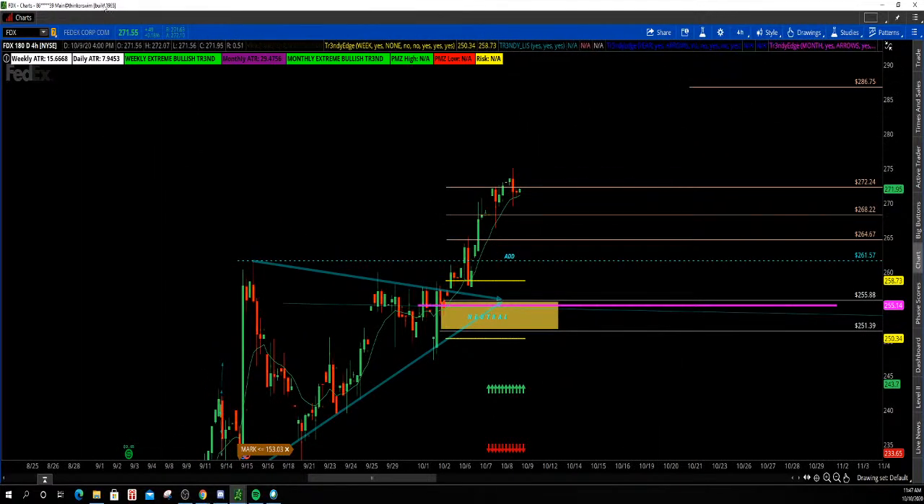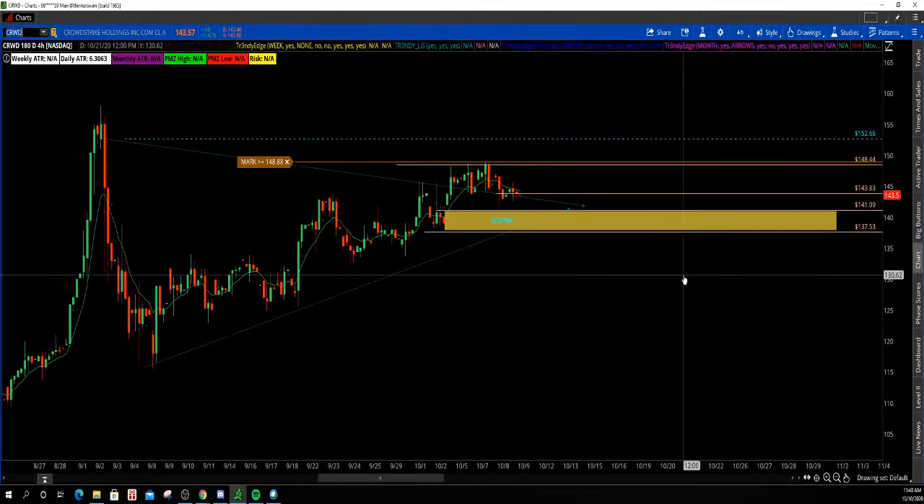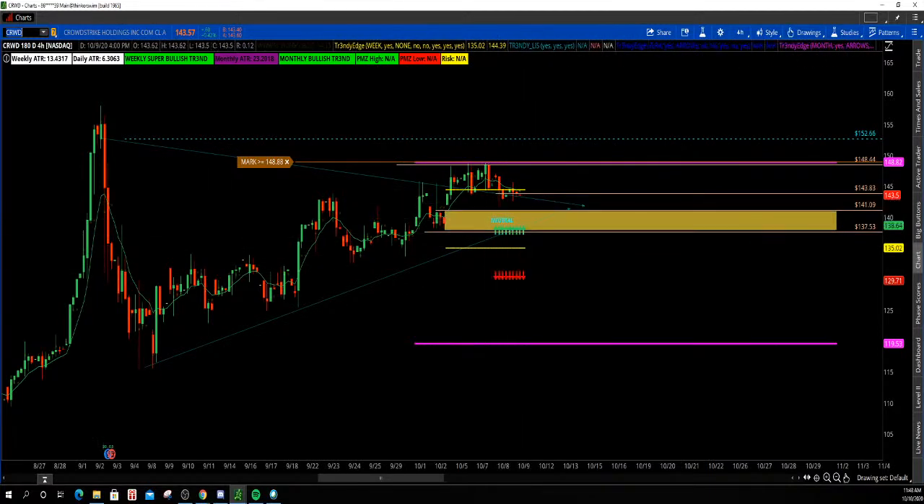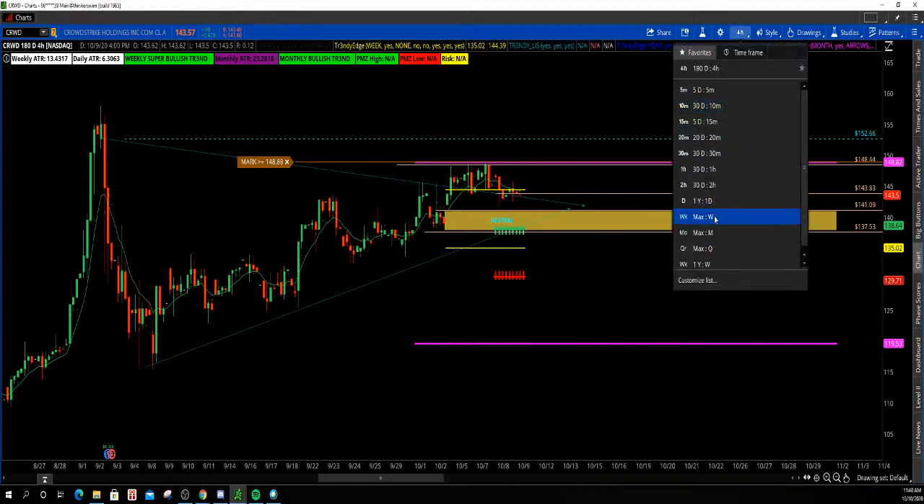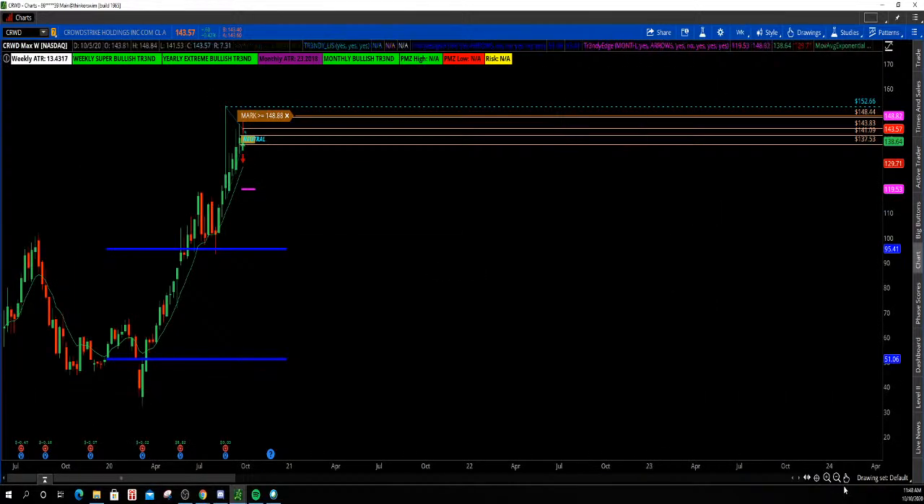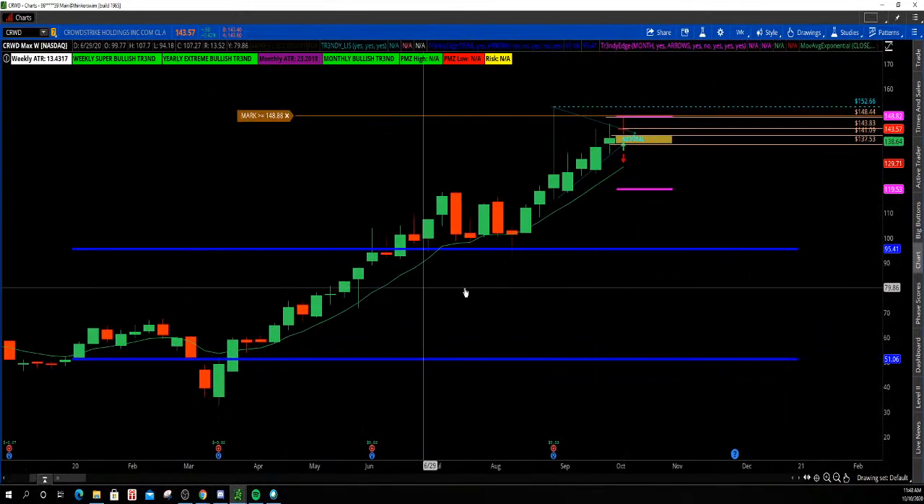All right, the next one was crowd, and this one was pretty straightforward as well. This one says trade length 1 to 5 days. Let's go to crowd. And you can see this was the neutral strategy. And I had this on the weekly. It was at 139.87 when I posted this. Okay, let's go over here to the weekly. And you can see that we closed at 143.